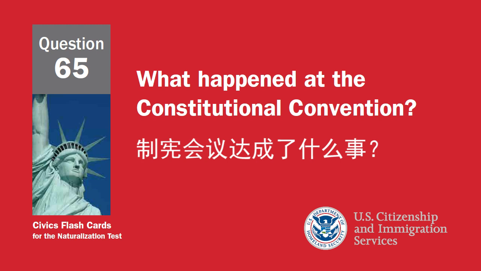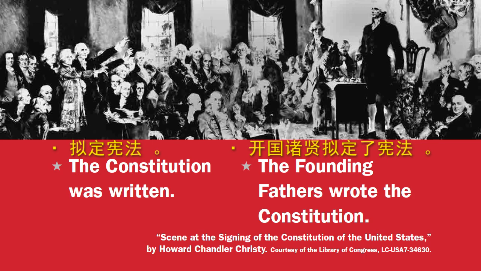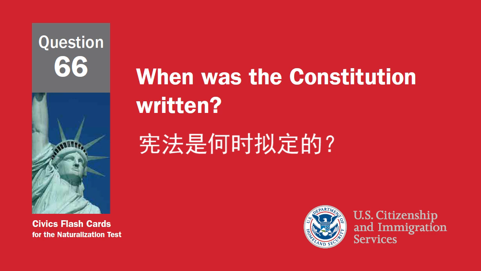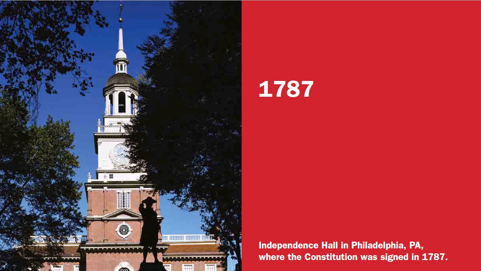What happened at the Constitutional Convention? The Constitution was written. The Founding Fathers wrote the Constitution. When was the Constitution written? 1787.